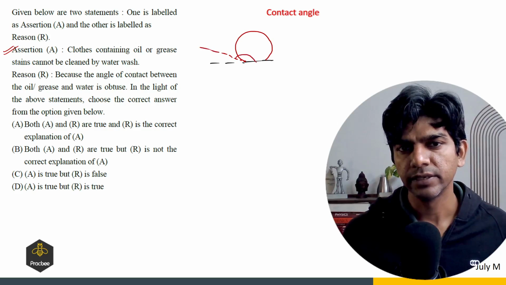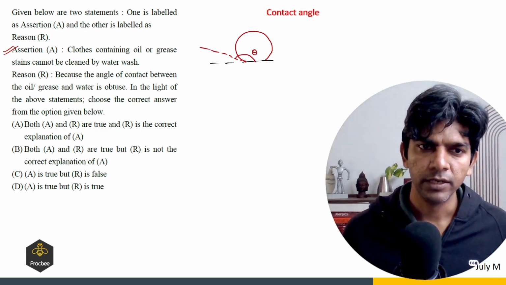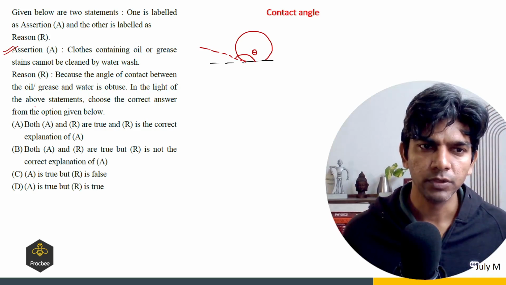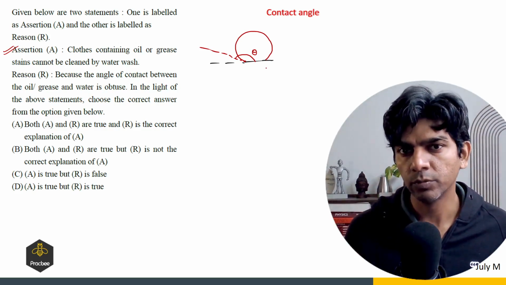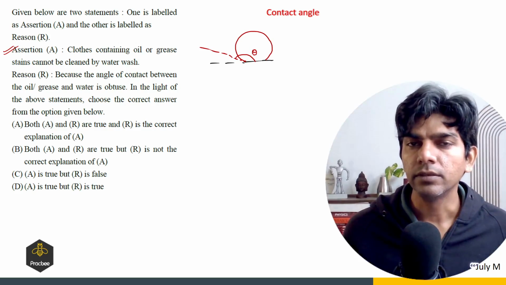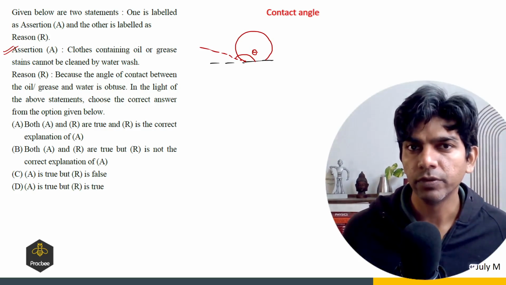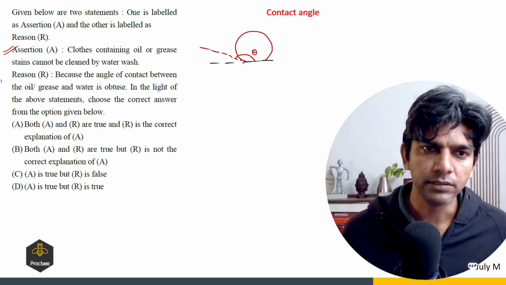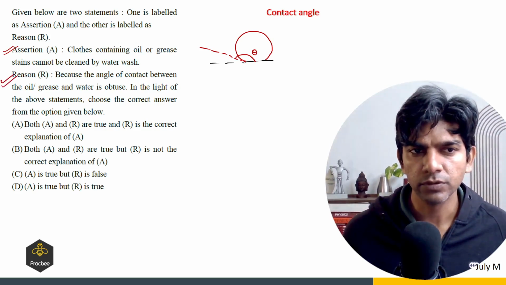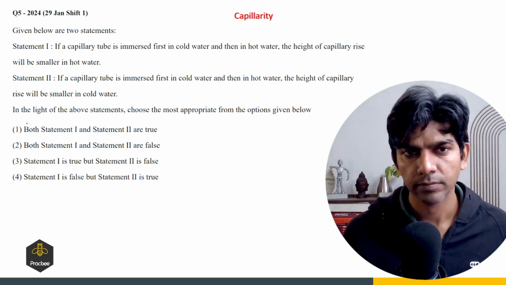So this angle, they are saying this angle is obtuse. Yes, so this will be obtuse in the light of the above situation. So that's why, because of the wettability, we are not able to remove grease. Greater the contact angle, the more difficult it will be for water to clean grease. So we can say the reason is also the correct justification for the assertion. So option A is the right answer.